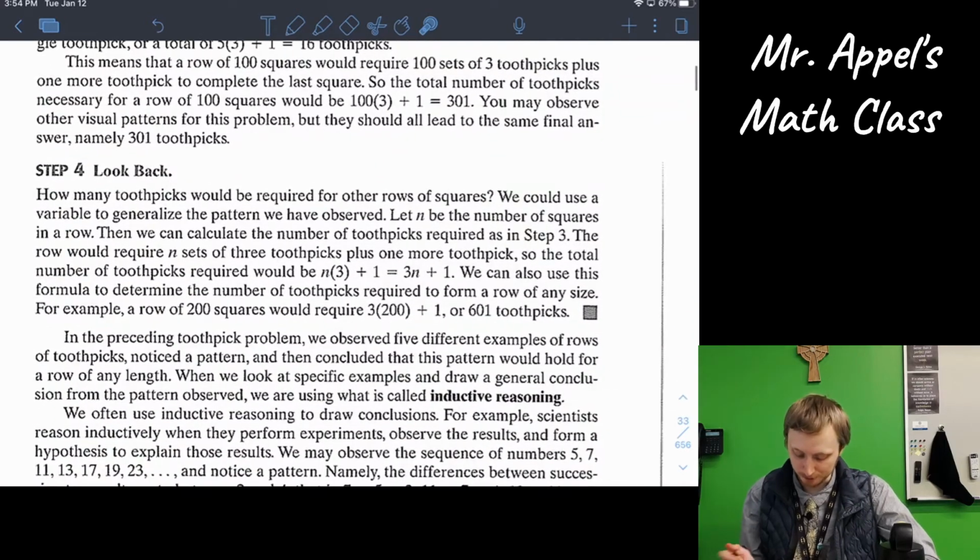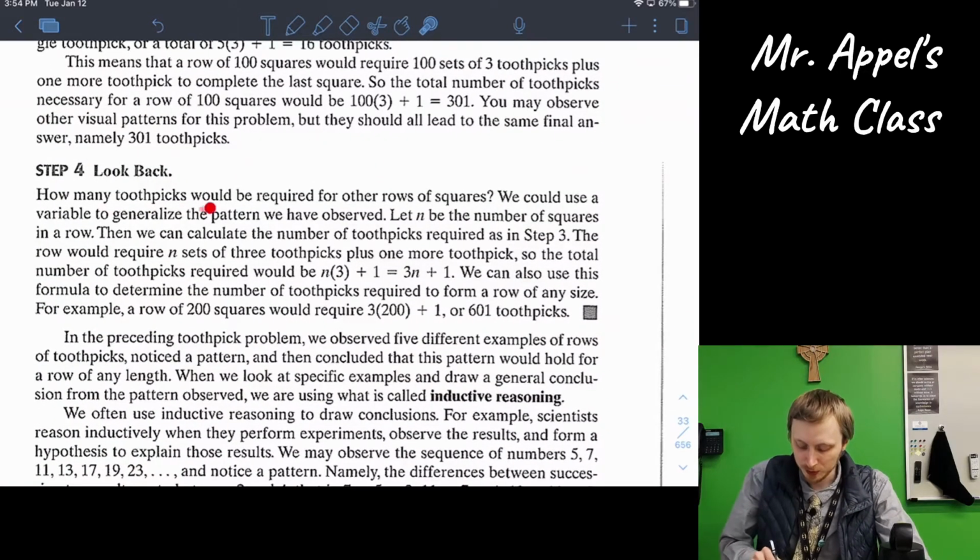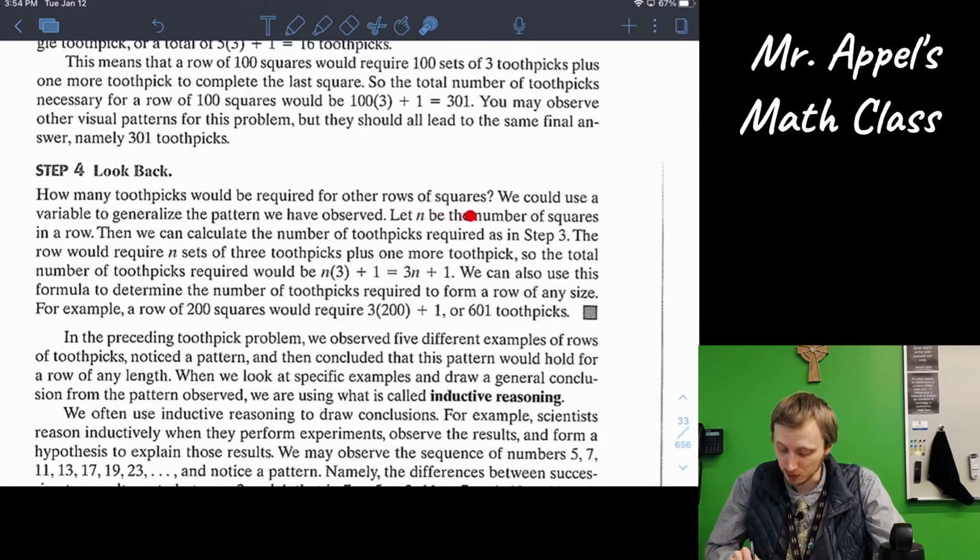Step 4, looking back. How many toothpicks would be required for other rows of squares? We could use a variable to generalize the pattern we have observed. If we let n be the number of squares in a row, then we can calculate the number of toothpicks required as in step 3.